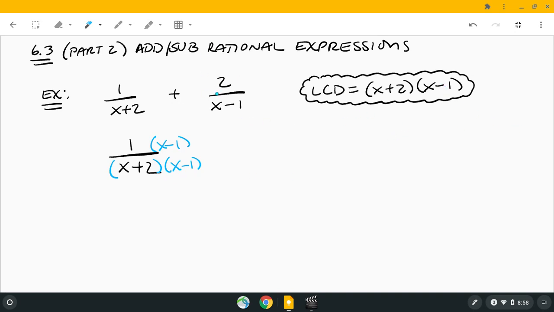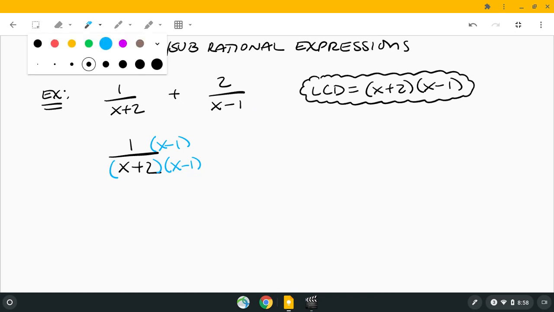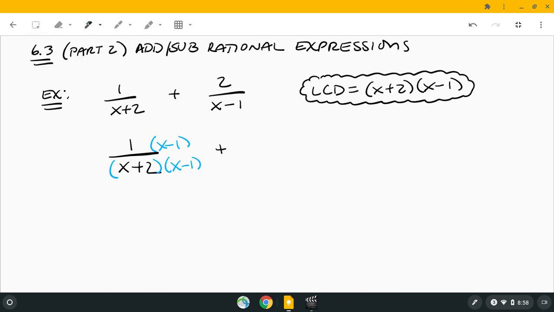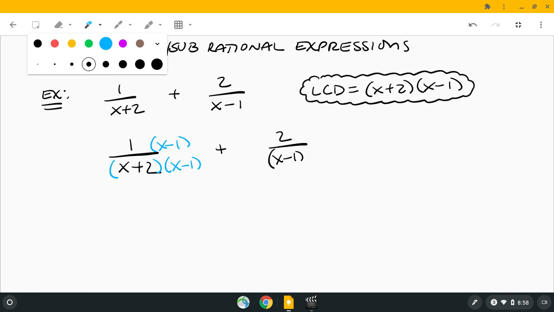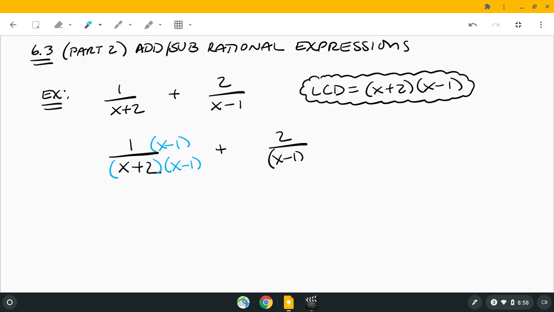Okay. Now we do the next fraction over here. So we have plus 2 over x minus 1. And again, this denominator says x minus 1, but we want it to look like the LCD, which says x plus 2, x minus 1. So here we need to multiply by x plus 2 over itself. And when we do that, the denominator now looks like the LCD. And now they have common denominators.